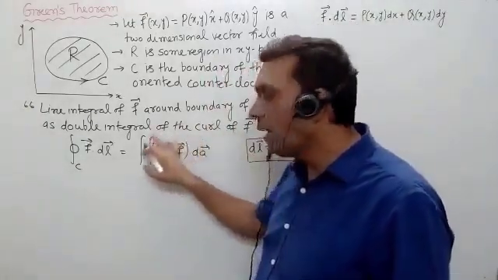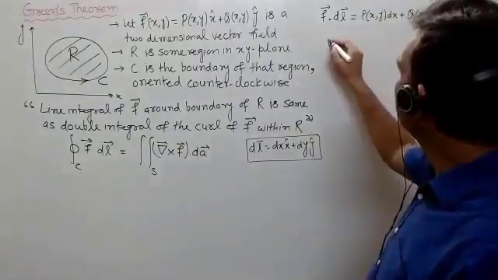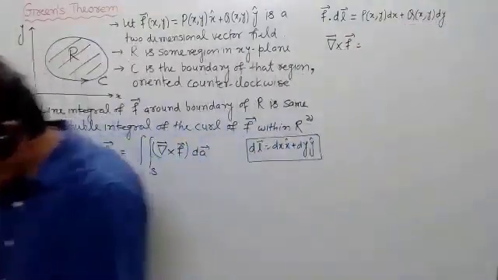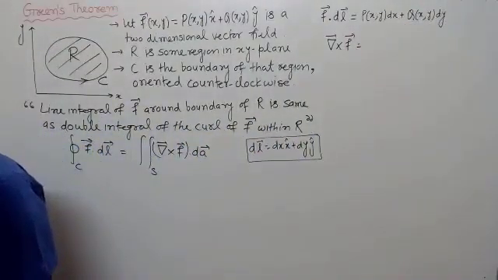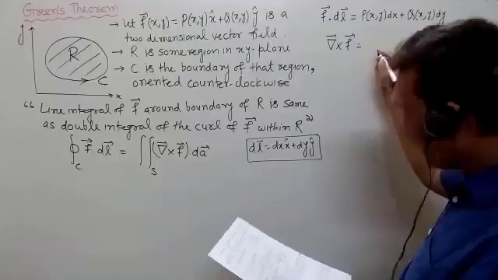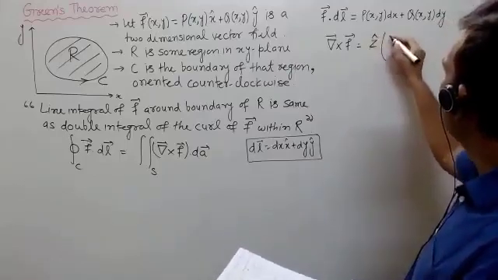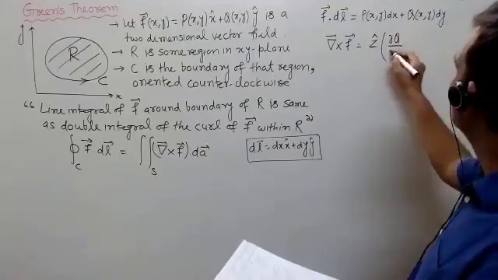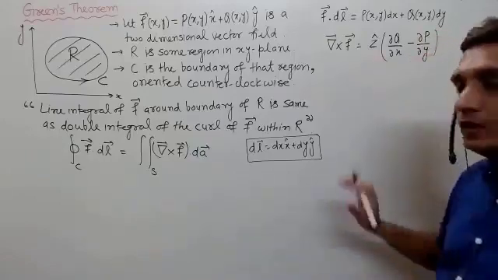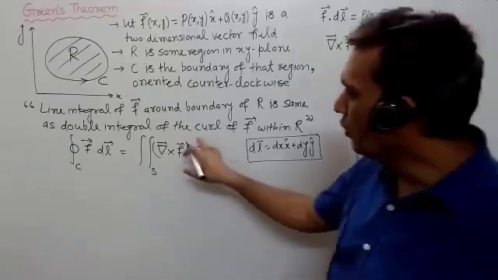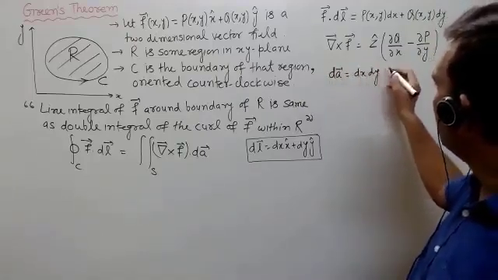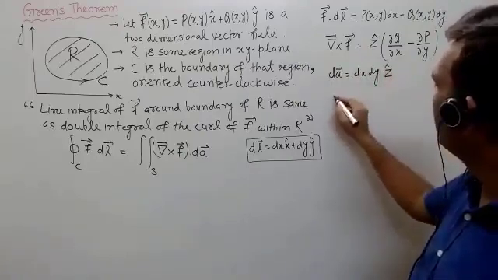And we have to see the right hand side. So what will be del cross F? Let us first find del cross F. From the given F, you can find del cross F. If you expand this, you will get del cross F is z cap times del Q by del x minus del P by del y. You can easily expand del cross F, so you will get this term. And what will be dA? In the xy plane, you can write this as dx dy z cap.